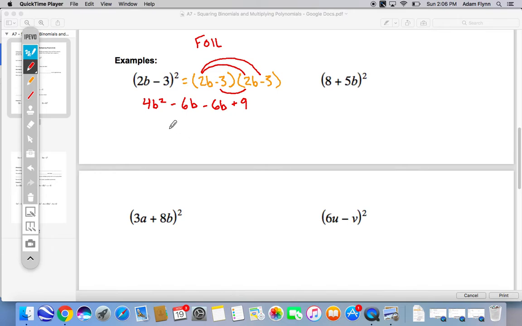So now I'll combine like terms. I have 4b squared. I can combine this negative 6b and this negative 6b to get negative 12b. Then of course I have my plus 9. And that is in simplest form. So that is our answer.